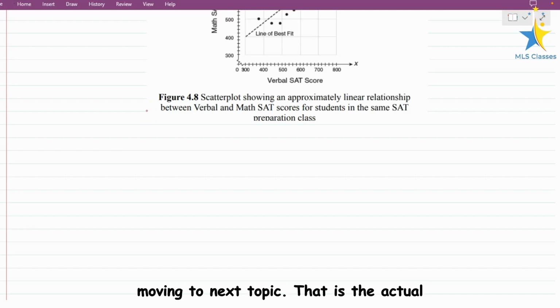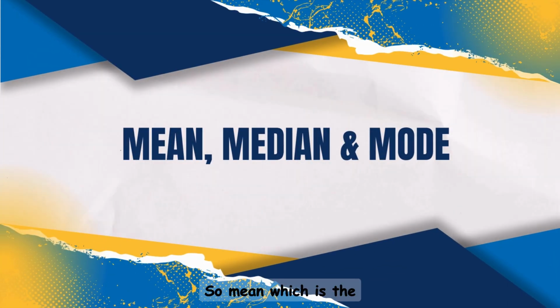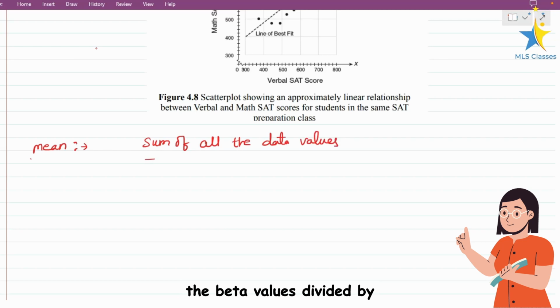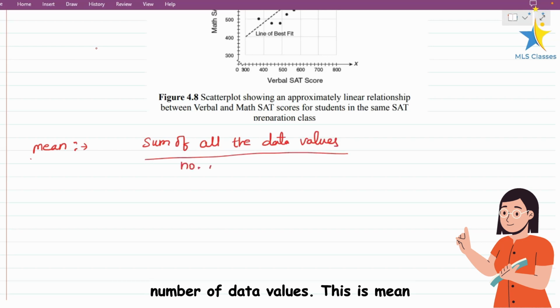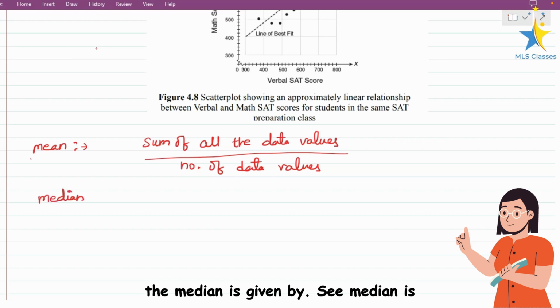Now moving to next topic, that is the actual statistics, where we will know about mean, median and mode first. So mean, which is the average value. Mean is given by sum of all the data values divided by number of data values. This is mean. The median is having two cases.